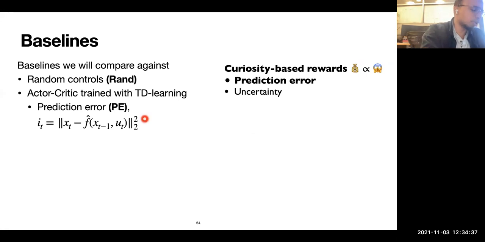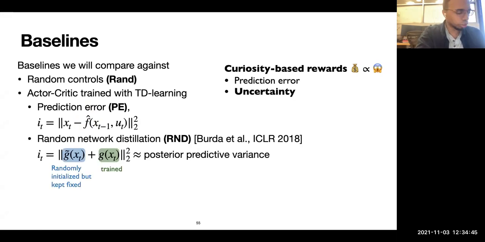So for one of them we're going to use prediction error, which I mentioned earlier. So the agent maintains an internal world model F hat, which is trained online continuously. And so for the uncertainty one, we're going to use random network distillation, which is a very popular one. And so here, the agent maintains 2 deep neural networks: a randomly initialized but fixed one and one that's trained. And under some hand wavy math, you can show that this intrinsic reward function is actually a proxy for predicted variance. So this actually is an uncertainty-based one.